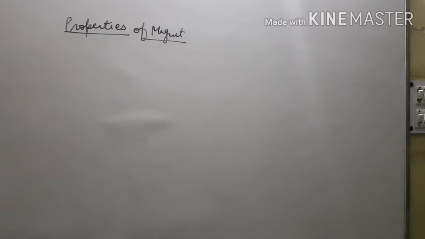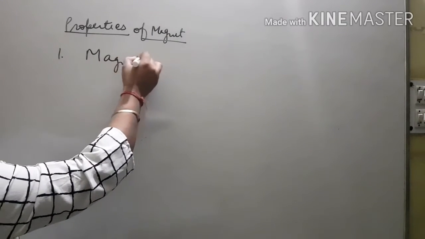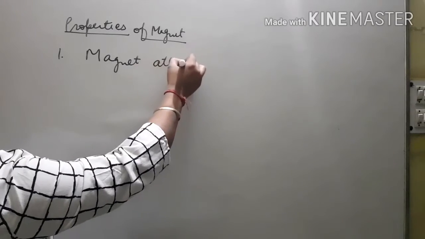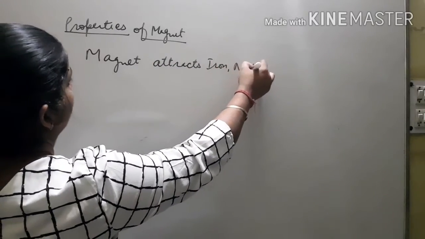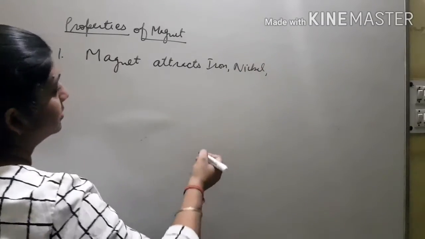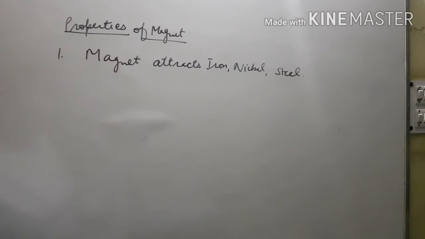So the first property is that every magnet attracts iron, nickel, steel, cobalt. So it means a magnet has an attractive property.